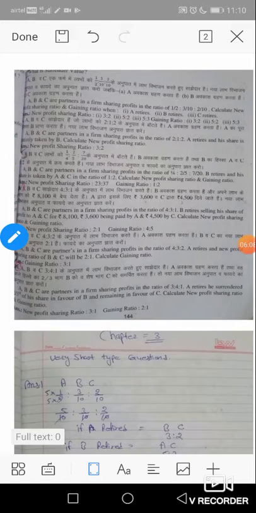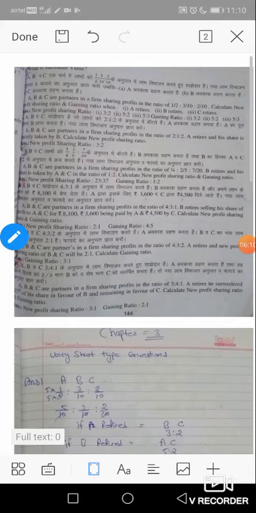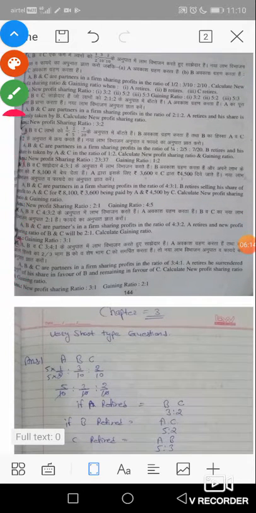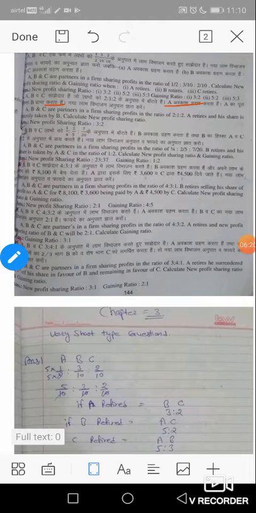This is the next numerical. A, B, C are partners in a firm sharing profit and loss in the ratio 2:1:2. A retires and his share is taken only by B. Calculate the new profit sharing ratio.